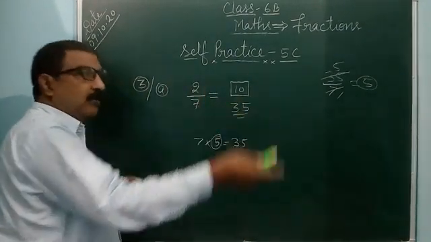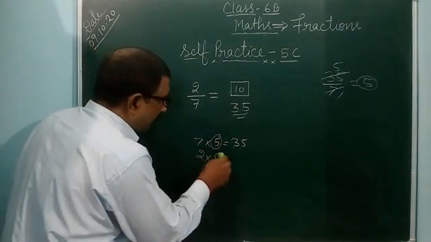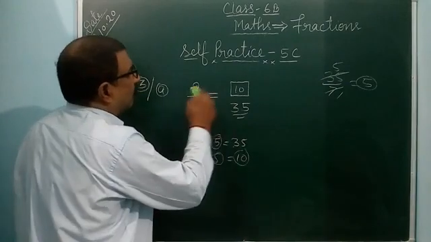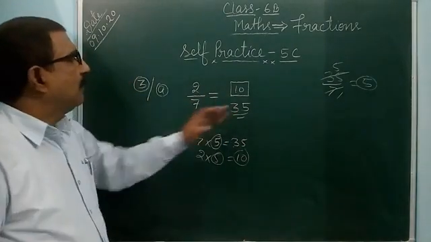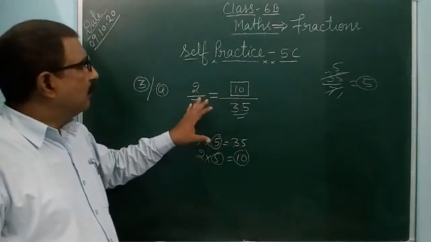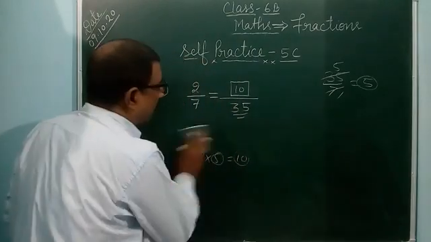Like that, 5 times it goes. So the numerator also will go in the same way. 2 fives, what comes? 10. So you can write 10 here. 2 fives are 10. So it will be 10 by 35. Like that you can fill the gaps. So in this way you can do.